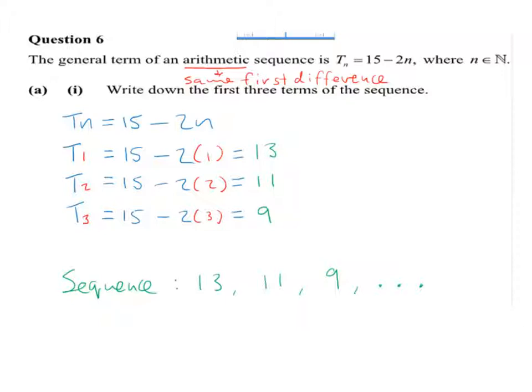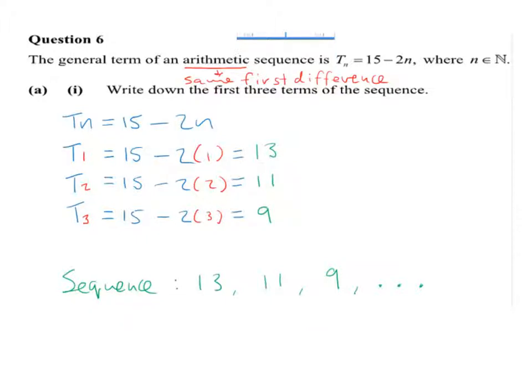Then I do the same, but with 2. So I swap that n for 2, with brackets around it, because I'm looking for T2, the second term. So I have 15 minus 2 times 2. Well, 2 times 2 is 4, and 15 minus 4 is 11. So T2, term 2, the second term of the sequence, is 11.